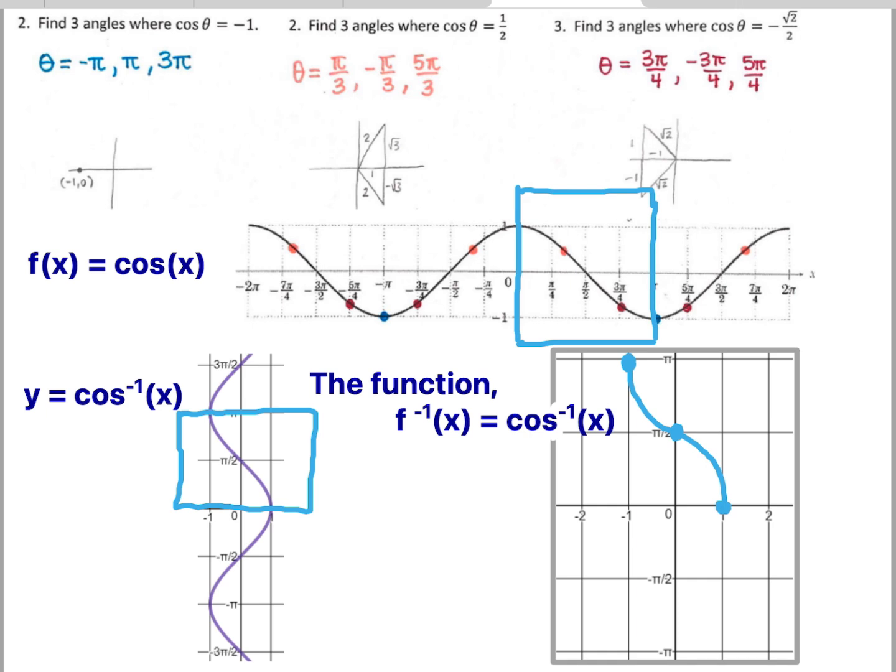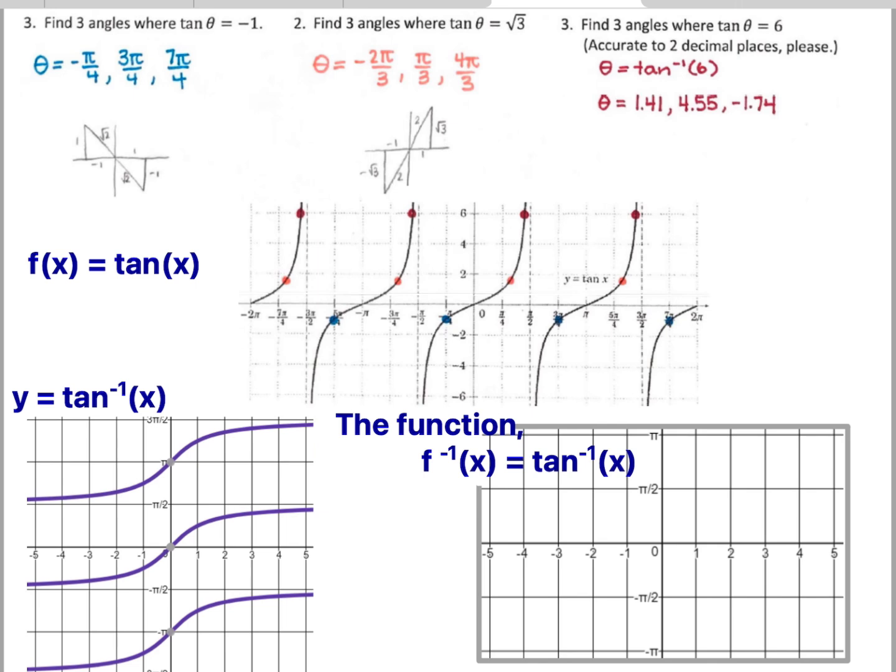Now these graphs I'm not super concerned about. It's the whole idea of restricting this domain that's going to be important to us. So that's why I'm going through this: I need you to understand the idea that we've had to restrict the domain of the original function. That's what's going to be important.